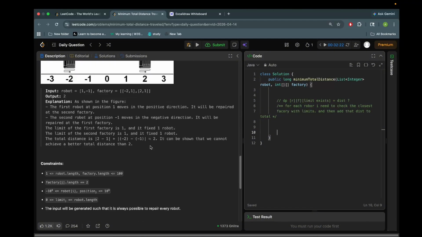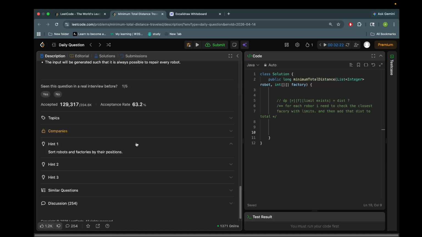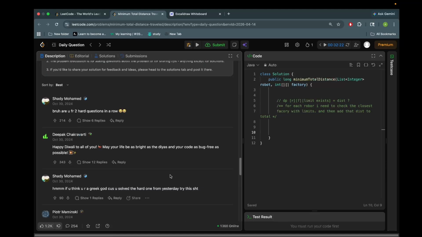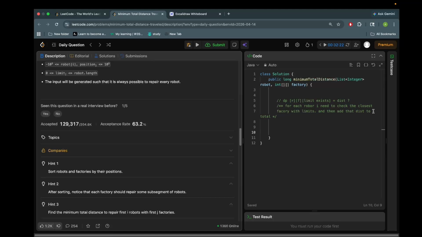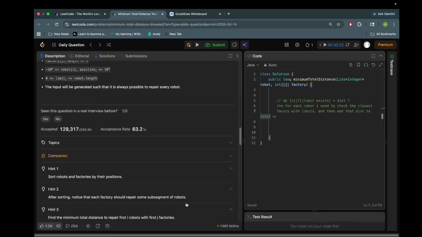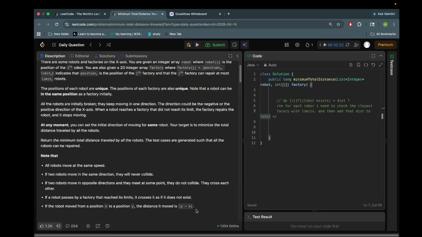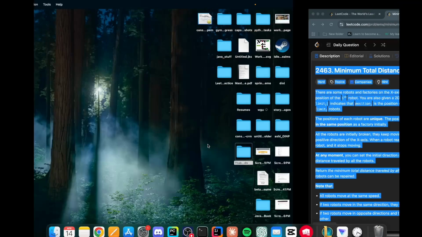Let's see some hints. If I sort the robots and factories by their positions, each factory should repair some segment of robots. Find the minimum total distance to repair the first i robots with the first j factories. So let me sort robots and factories by their position. If I'm given a list of integers, how will I sort a list? Can I use Arrays.sort, or do I go through the whole list? I don't know how to do this one.